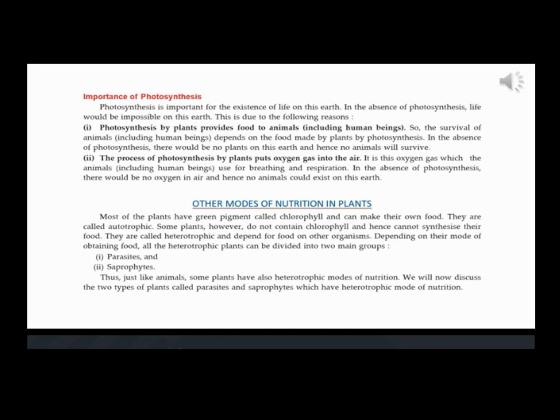Non-green plants, that is the plants which do not contain chlorophyll, cannot synthesize their food. Obviously, chlorophyll only helps in the synthesis of food, isn't it? So such plants, these non-green plants, are called heterotrophs and they depend for food on other organisms. These heterotrophic plants can be divided into two main groups, that is parasites and saprophytes. Let us discuss each group in detail.